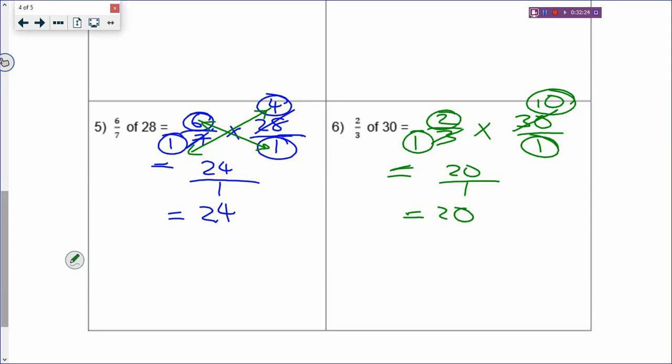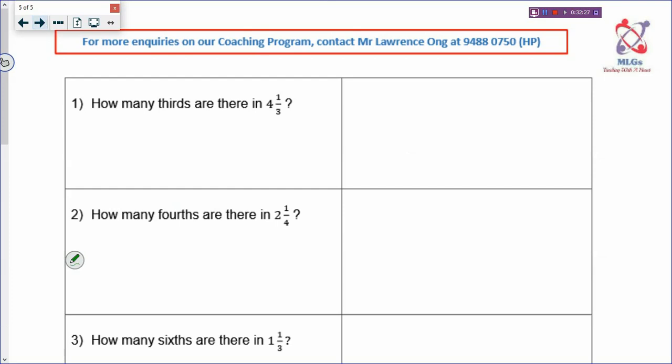Now let's quickly go to the last part of the lesson. How many thirds are there in 4 and 1/3? How do you name this mixed number? 4 and 1/3. So how many thirds are there in this mixed number? Very simple. Whatever you don't know, you can change it into improper. So 4 times 3 is 12. 12 plus 1, you will get 13 over 3. So how do you call this improper fraction? 13 thirds. So how many thirds are there in this fraction? 13 thirds. So your answer is actually 13.